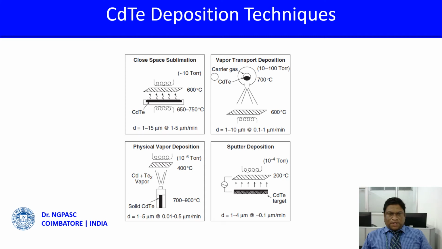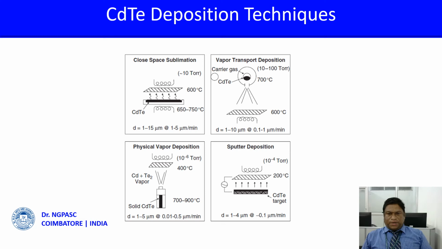The third technique used for cadmium telluride deposition is physical vapor deposition. This is generally used in most cases. Here there will be a filament or boat. In the boat you will have solid cadmium telluride material, heated up to 700 to 900 degrees centigrade with a pressure of 10 to the power minus 6 torr, and the substrate will be kept at 400 degrees centigrade. Then you will get a uniform cadmium telluride coating, and the growth rate will be around 0.01 to 0.5 micrometer per minute. It is a very controlled way of coating, and the thickness obtained by this method is 1 to 5 micron, to obtain the required absorption coefficient of the cadmium telluride material.